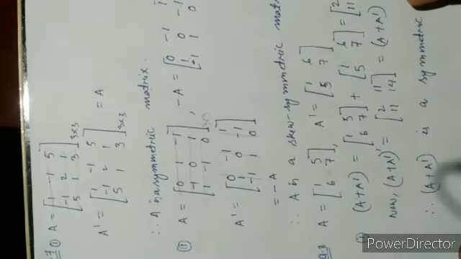Question number 7, Roman number 1 and Roman number 2 are done. Next, question number 8. For the matrix A of order 2, verify that Roman number 1, A plus A dash is a symmetric matrix, and Roman number 2, A minus A dash is a skew symmetric matrix. Question number 8.